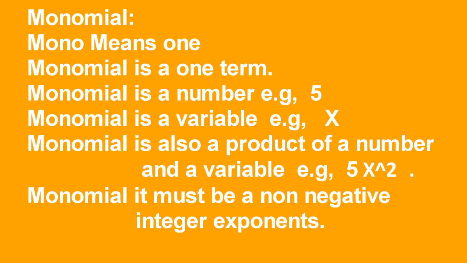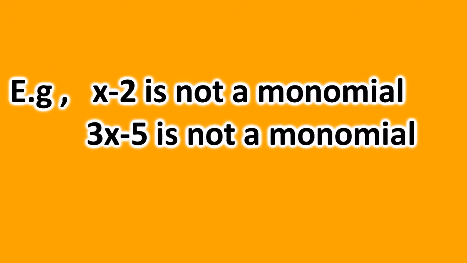Exponents must always be positive, not negative powers. If it is a negative power, it is not a monomial. Now look at this example. We have x minus 2, which is not a monomial. Why? Because x is one term and negative 2 is another term, so we have two terms, so it's not a monomial. In the future you will know that we call it a binomial.